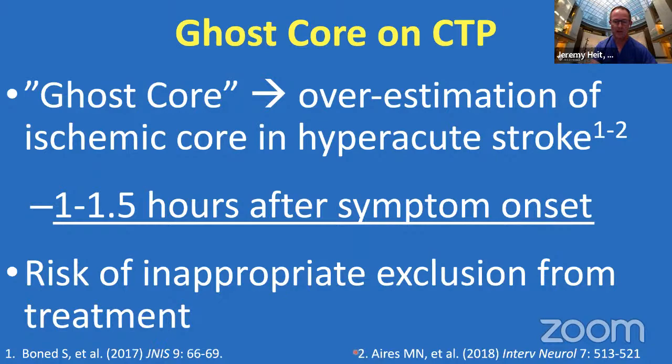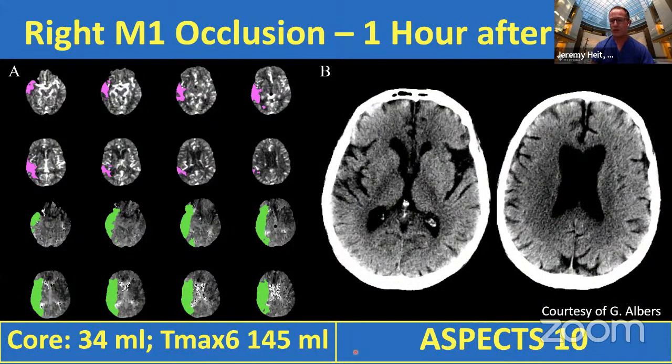So here's one example. This is a patient who has a right M1 occlusion, and they get this CT scan and CT perfusion study an hour after the symptom onset. So they really got to the healthcare system quickly. And what do we see? Well, on the non-contrast CT, their ASPECTS is 10. This is really a completely normal looking brain. We don't get any hints that there's a stroke going on.